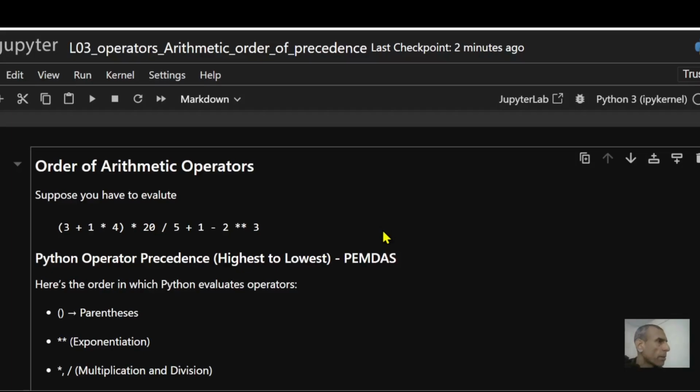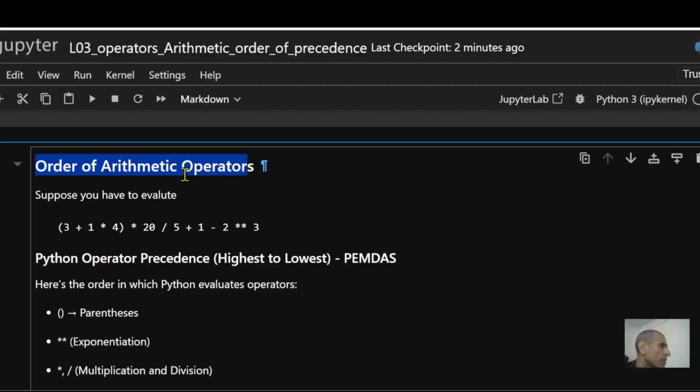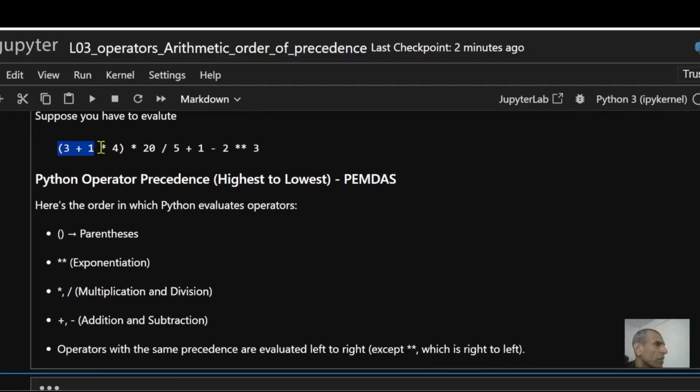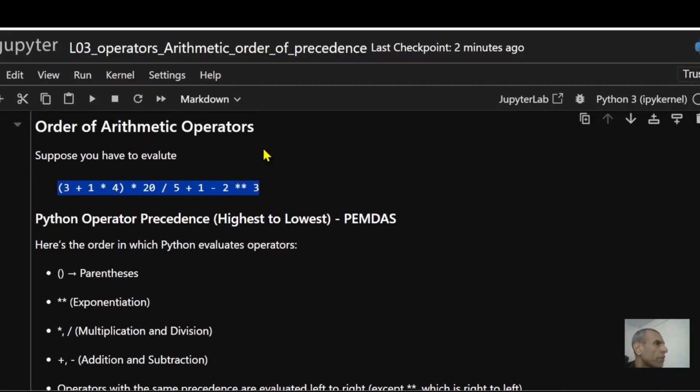Hello students, welcome back. So today we are going to be focusing on order of arithmetic operators. Suppose you're given this expression right here and you have to evaluate this. Well, this one contains a multiplication, an addition, division, a minus, exponentiation. So the question is, which one should you evaluate first? Should you do this one first or should you do 1 minus 2 first? Because depending on which one you're doing first, your answer would be different.